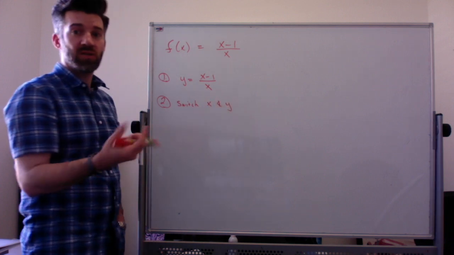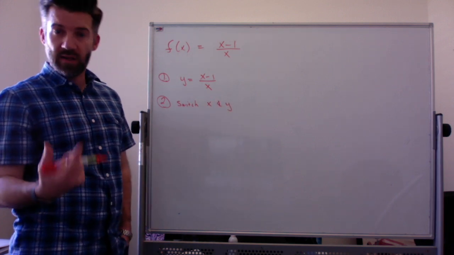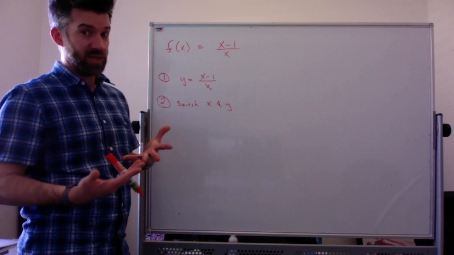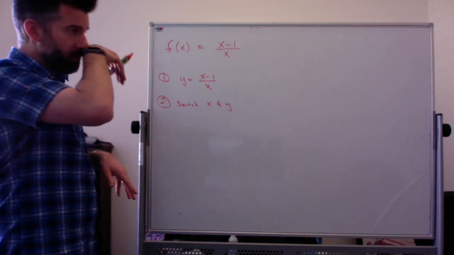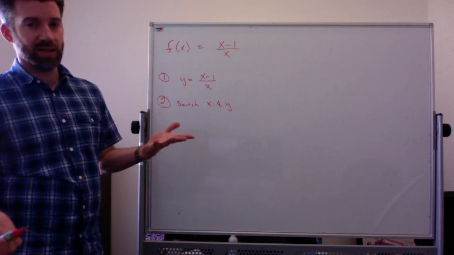We're interchanging the roles of the inputs and the outputs when you find an inverse function. That's exactly what an inverse function does, it changes the job of x and y. He talked about this a lot in his lecture notes.